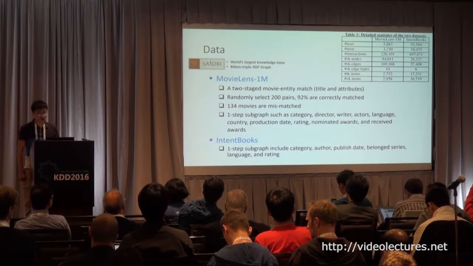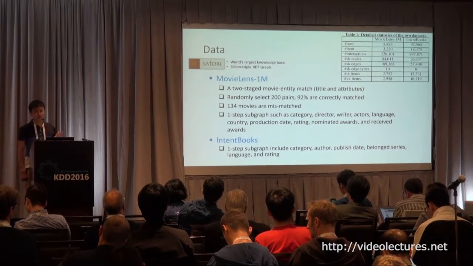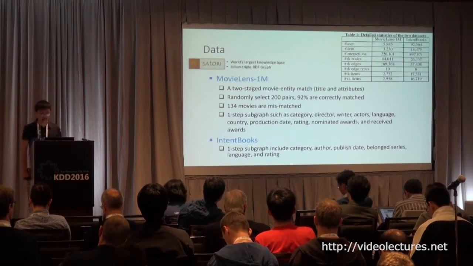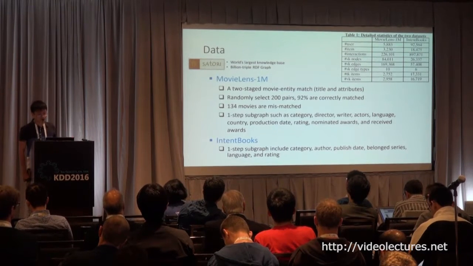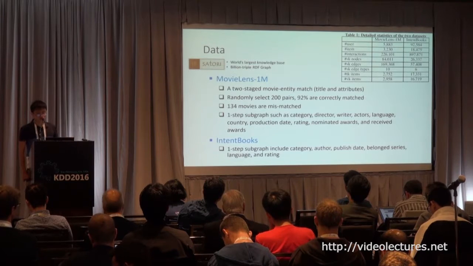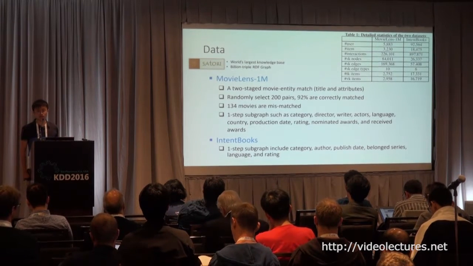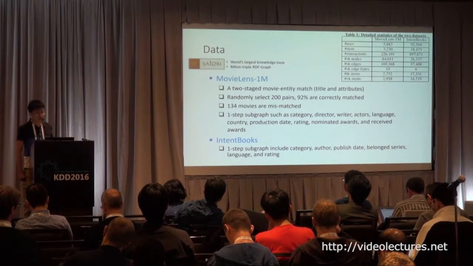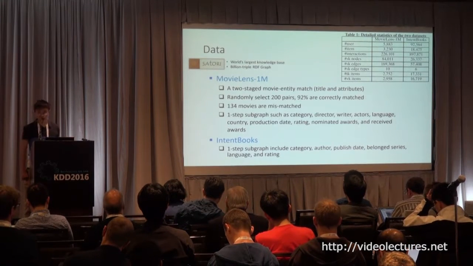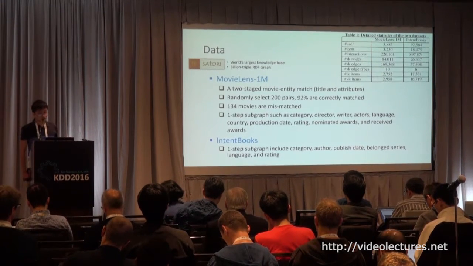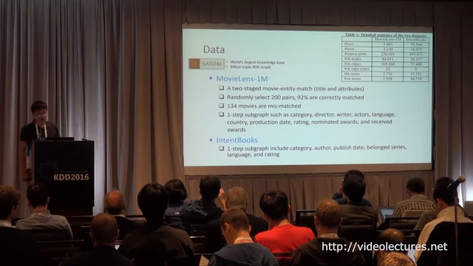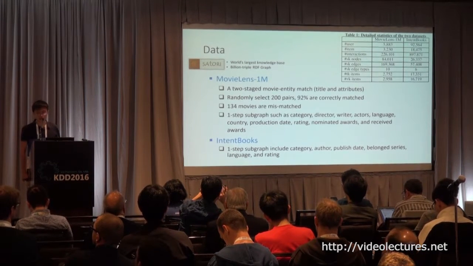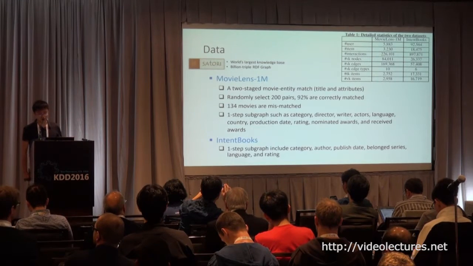And for the MovieLens dataset, since these movies have not been mapped to the knowledge base, we first apply a 2-stage movie entity mapping method. This includes using features such as titles and movie attributes. And next, to evaluate this mapping method, we also randomly selected 200 pairs, and we found that nearly 92% of these pairs are correctly matched. We also found that there are 134 movies that are mismatched. They can't be mapped to any entities in this knowledge base.